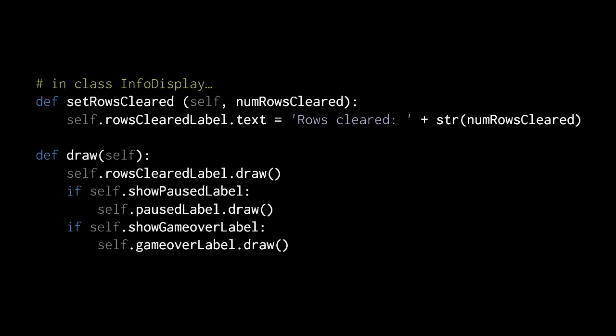The setRowsCleared method simply updates the number of rows cleared that is displayed by the rows cleared message. The draw method, of course, draws the labels. In the case of the paused label and game over label, their respective flags must be true, or else they won't get drawn.